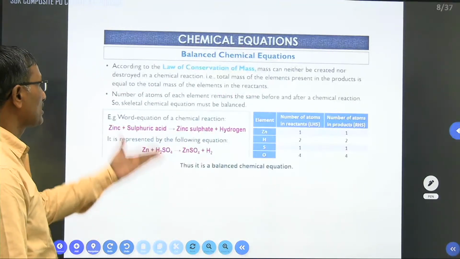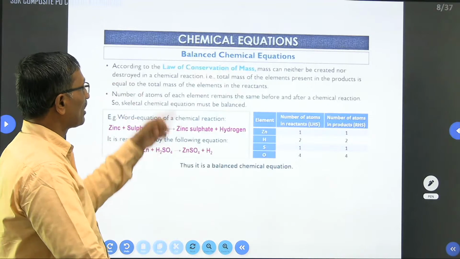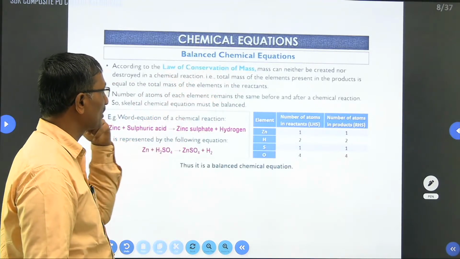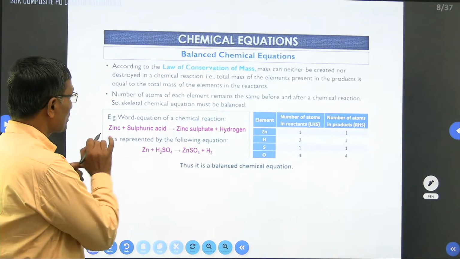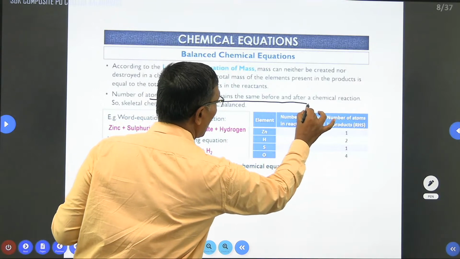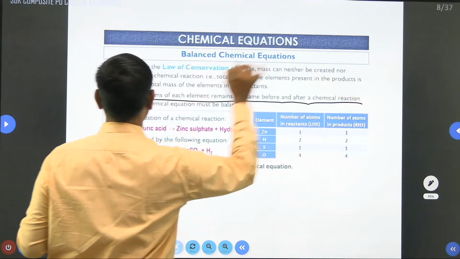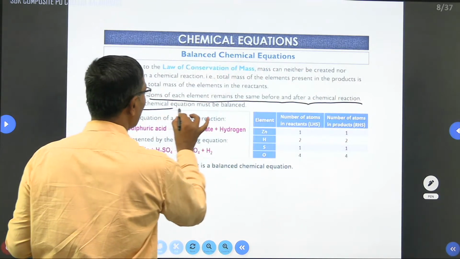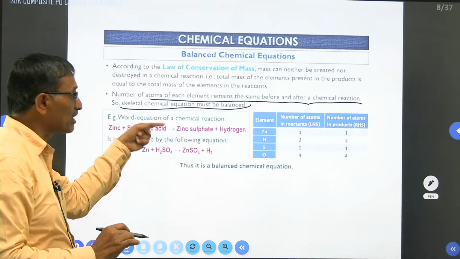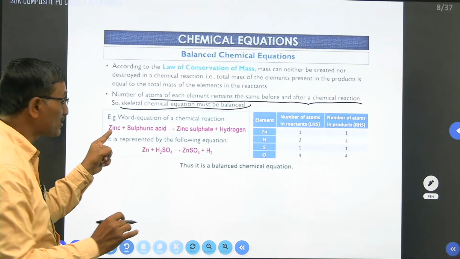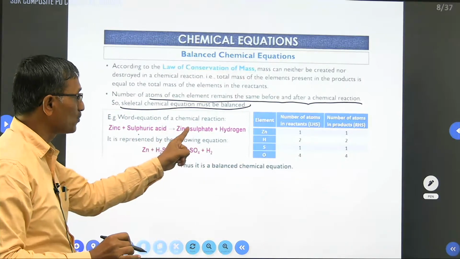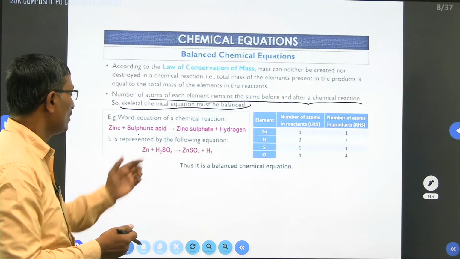Coming to the next one, to fulfil the law of conservation of mass, the number of atoms of each element remains the same before and after a chemical reaction, so the skeletal chemical equation must be balanced. In this word equation, one more reaction: zinc reacts with sulfuric acid to give zinc sulfate and hydrogen.